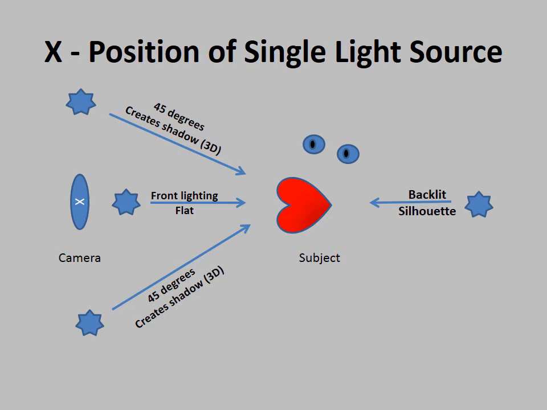Finally, with the light source behind the subject in the photograph, we call that a silhouette, as the light is bright and the shadow is the front of the camera object or subject.